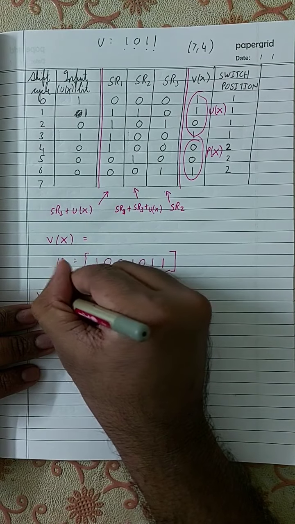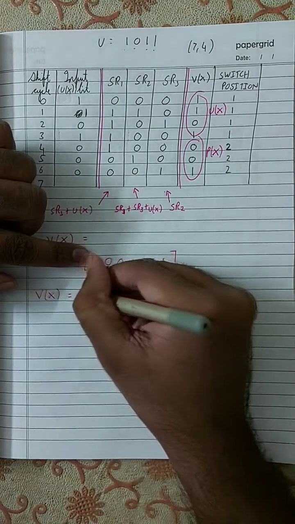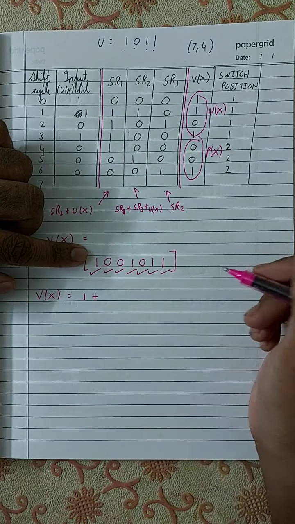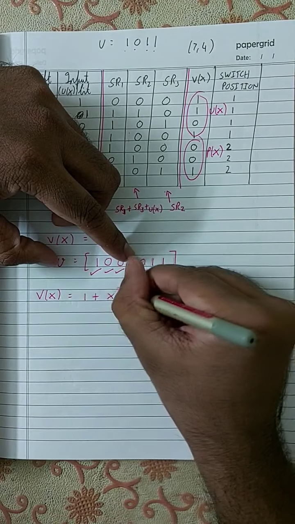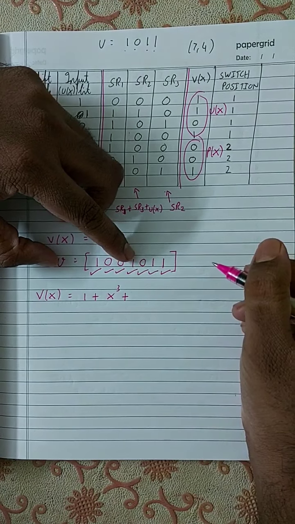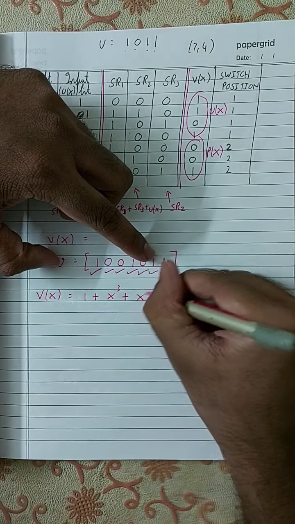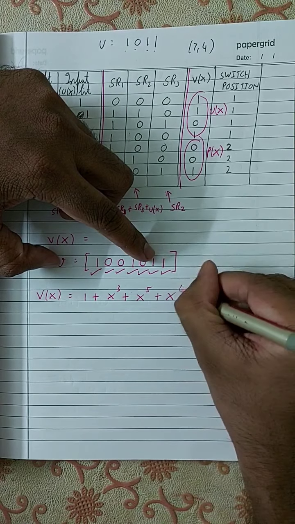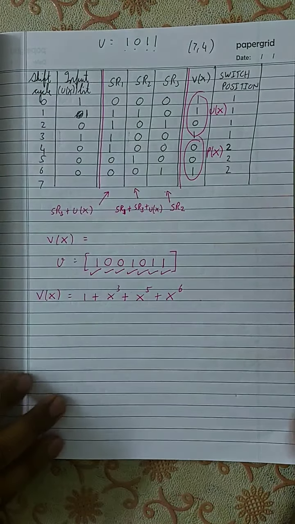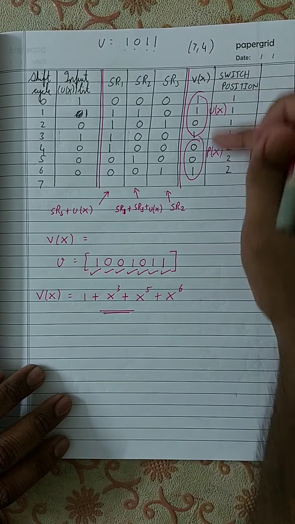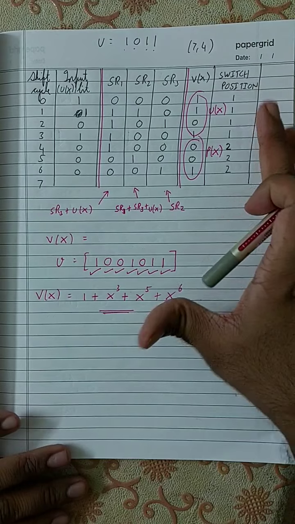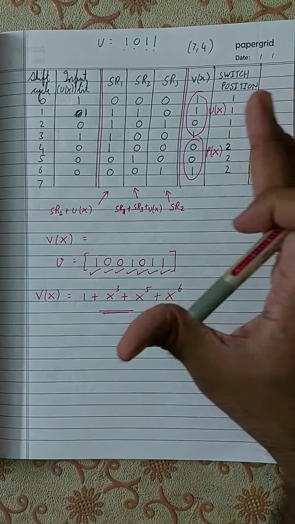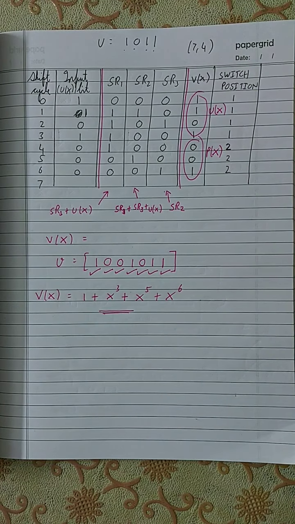Or in other words, your v of x. Now I can say what v of x is. V of x is 1 plus x square, plus x cube, plus x raised to 4, plus x raised to 5, plus x raised to 6. This is your v of x that you'll get. This is how the systematic encoding of a systematic cyclic code works. This is how we explain the operation.